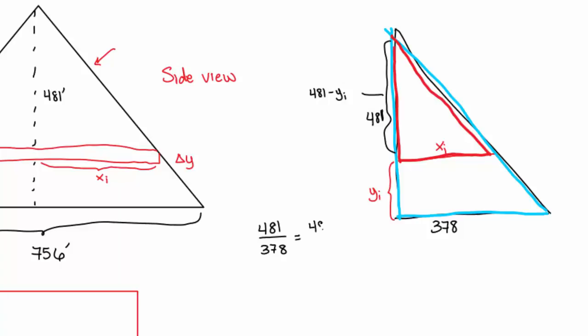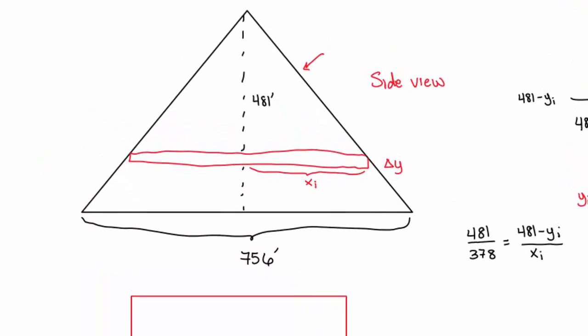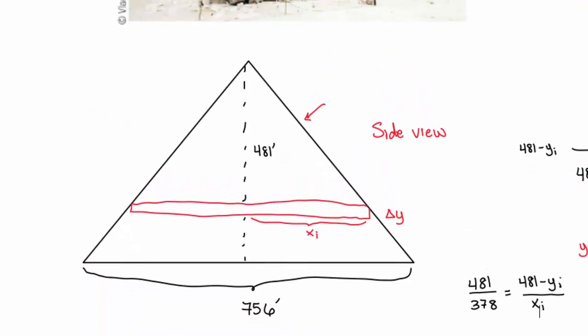So 481 minus y sub i is that distance, and then the x distance is x sub i. And this allows me to solve either for y sub i or x sub i, but I don't know which one I want to solve for yet. Let's go ahead and go back here and just get the volume of that ith plate.